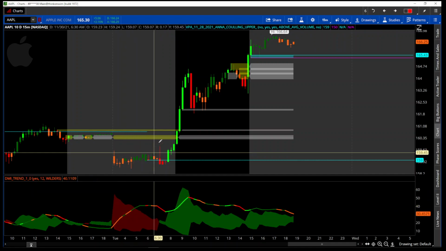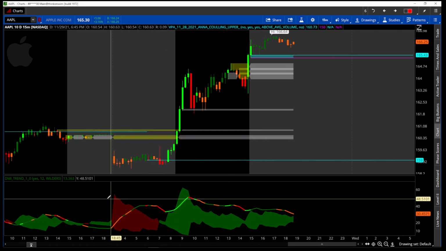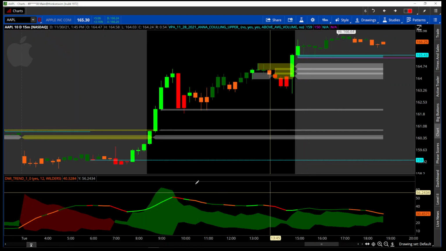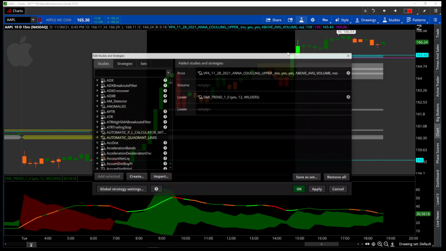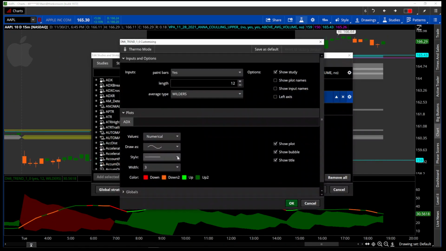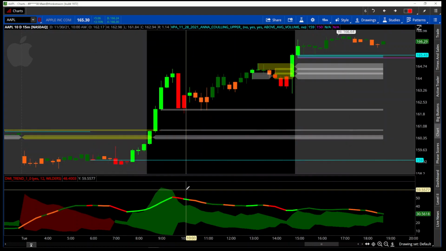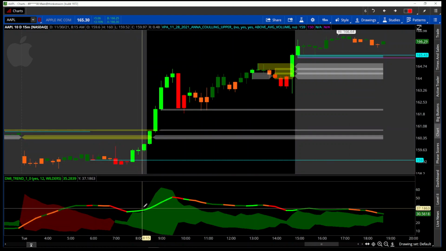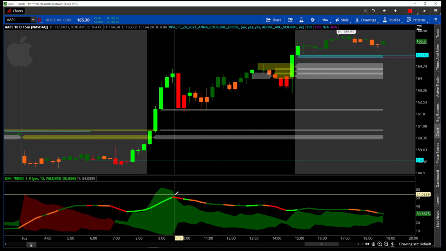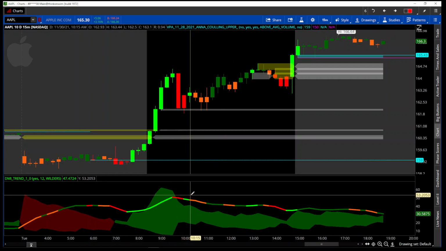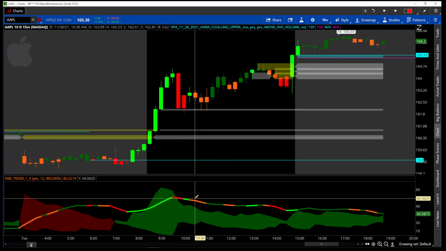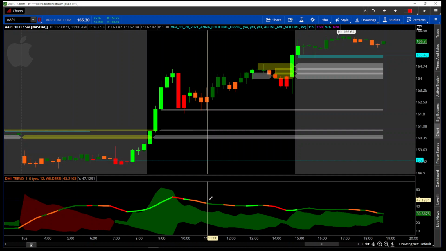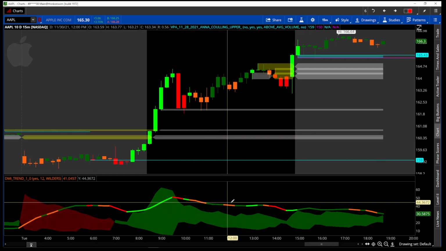And what I allowed it to do was to paint price, and I changed the color of the DMI to render volume. So bright green is above average in the positive direction. Bright red is above average in the negative direction. And orange is below average volume in the negative direction. Green is below average in the positive direction.